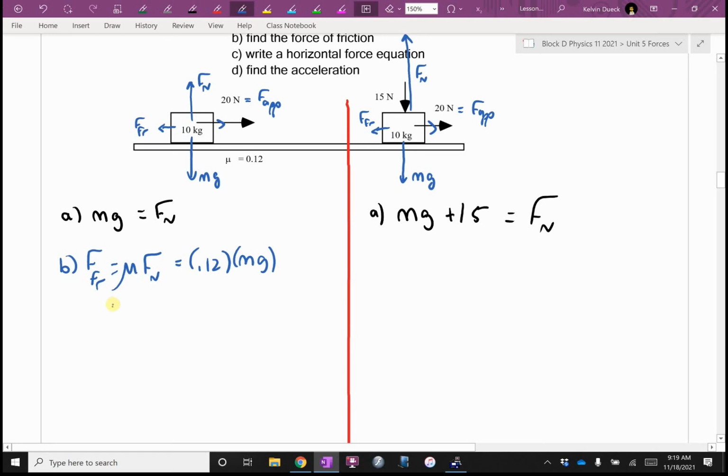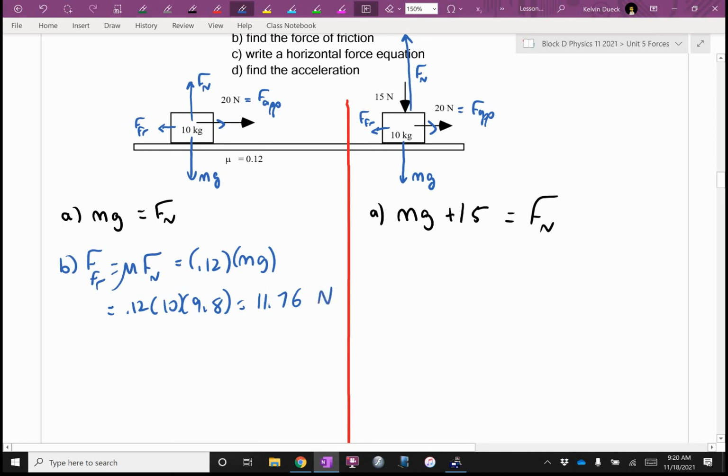Let's plug in our numbers. So this is going to be 0.12 times 10 times 9.8. I can do this in my head. 10 times 9.8 is 98. 0.12 times 98 is going to be 9.8 plus 1.96, 11.76. Double check me. 4 sig figs in my head. Just saying. Units. It's a force.